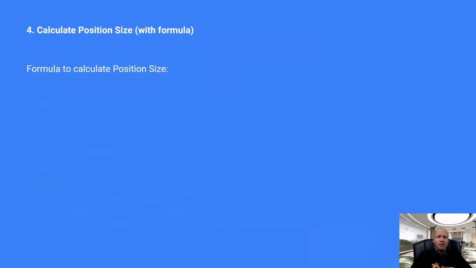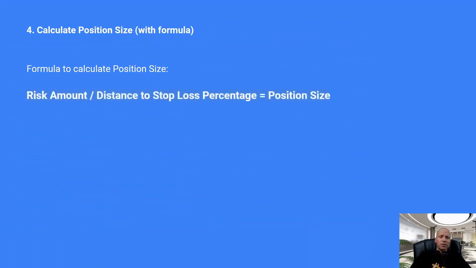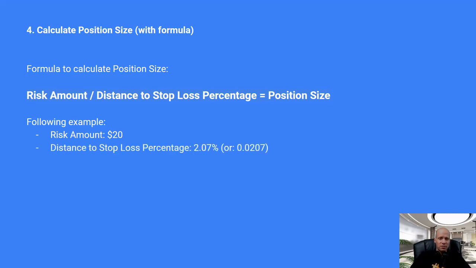And now we have enough information to go to the fourth step, and that is to calculate the position size. And this formula is risk amount divided by the distance to stop loss percentage will give you the total position size. If we follow our example with a risk amount of $20 and a distance to stop loss percentage of 2.07%, the position size would be 20 divided by 2.07% is $966.